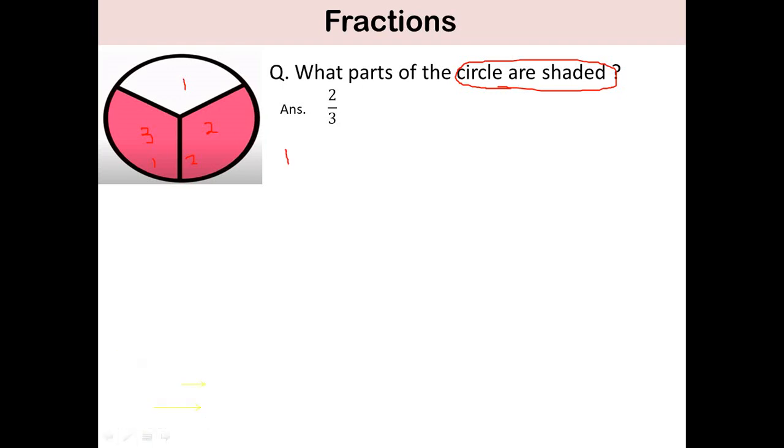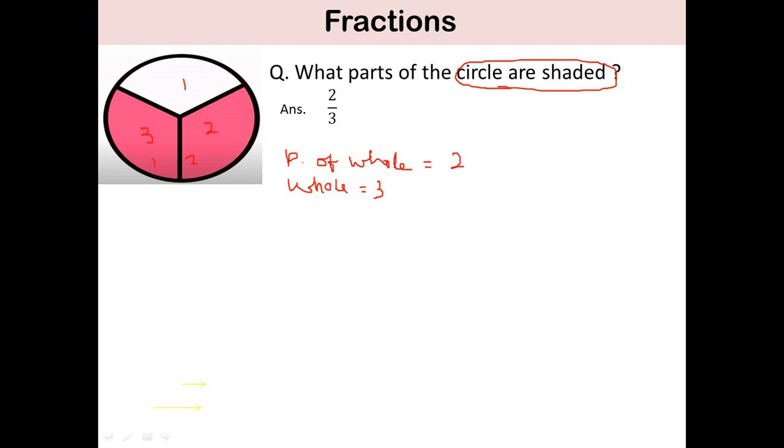See, part of whole. What part of the whole has been shaded? Equals 2 parts have been shaded. And whole equals, whole is how much? Whole equals 3. Why 3? Because the circle has been divided into 3 equal parts. When 3 parts combine together, they form the whole. So whole equals 3. Out of that whole, 2 parts have been shaded pink. So part of whole equals 2.